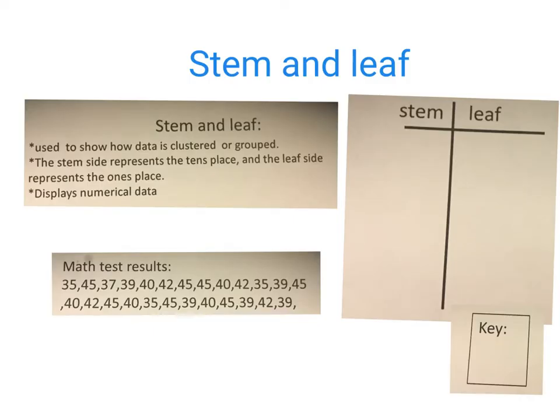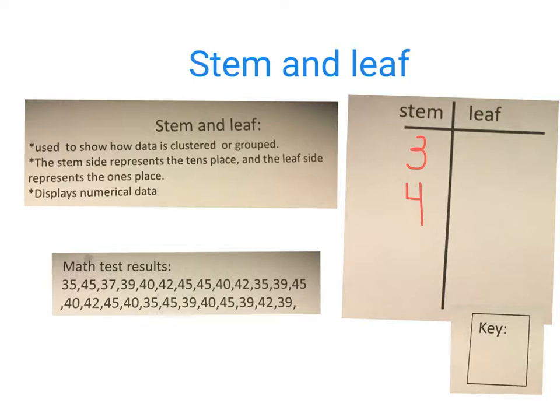The last type of graph here that I want to talk about is a stem and leaf plot. A stem and leaf plot is used to show how data is clustered or grouped. The stem side represents the tens place, and the leaf side represents the one place. And it again displays the numerical data. So if I'm looking at these numbers, in the 10 spot, I see a 3 and a 4.